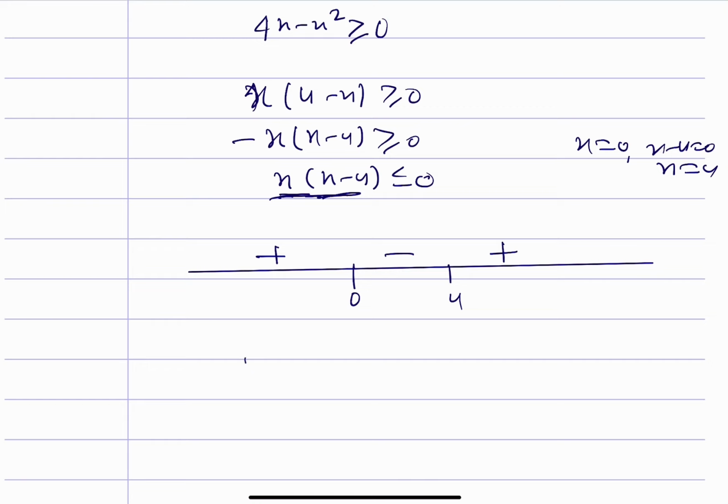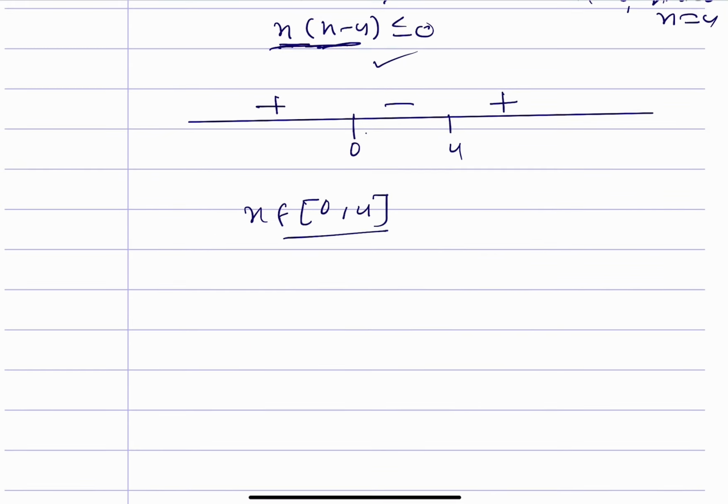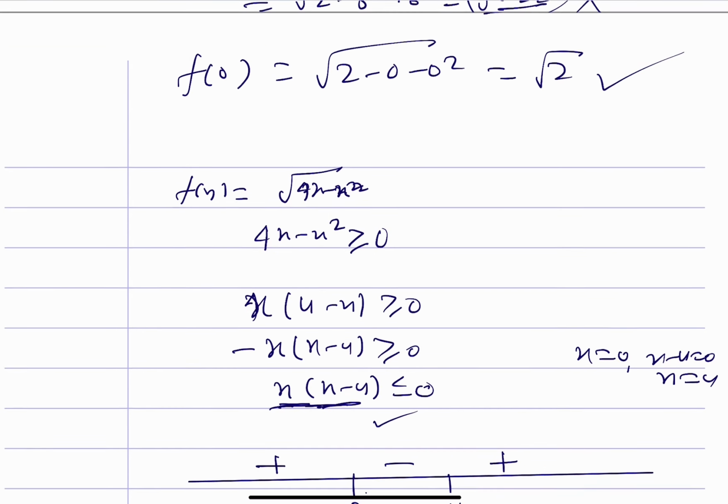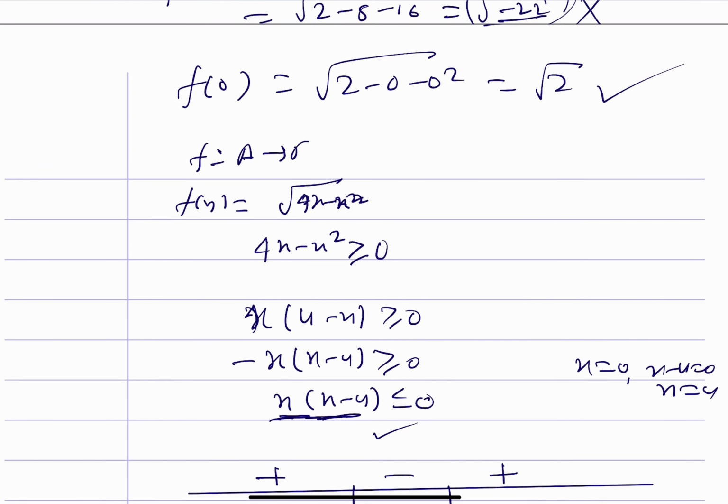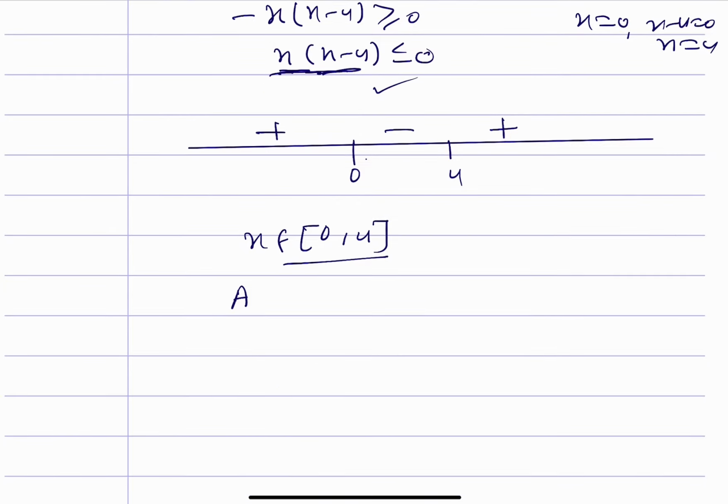So x must belong to 0 to 4. If you take any value greater than 4, we get a positive. If you take any value less than 0, we get a positive. But if you take 0 to 4, this inequality is satisfied. That's why the domain is going to be 0 to 4. Means if I define f from A to R, then A is the domain, and the domain is 0 to 4. The given function is defined over 0 to 4. Got it? So these are the two simple questions.